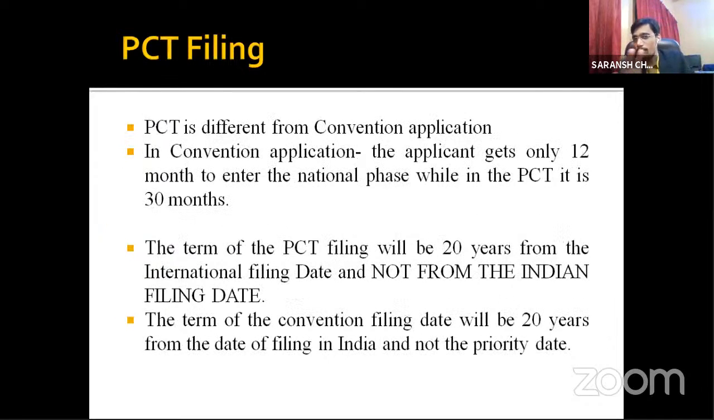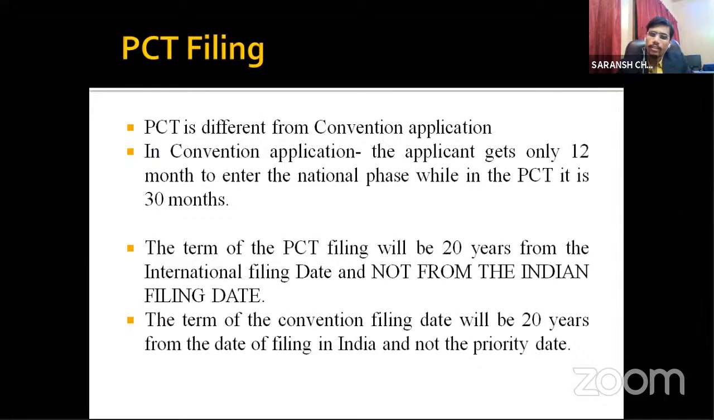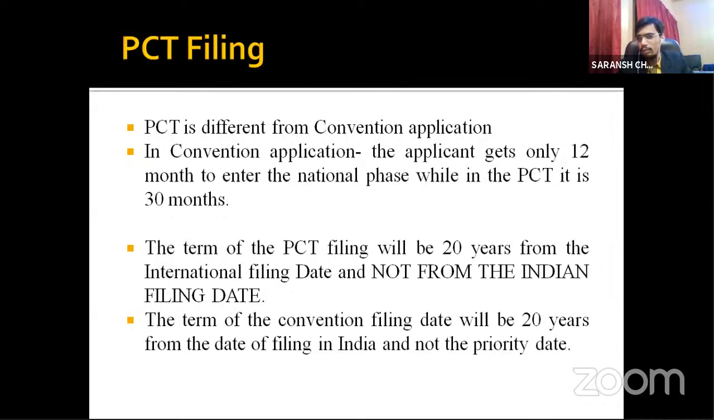So PCT is different from convention application. Now, what is convention application? There is a Paris Convention. I will not be dealing much with it, but as part of your understanding, there is a Paris Convention, and there are countries under the Paris Convention. So when you file a regional application, let's say on 1st January, within a 12-month time you can file a foreign application in all those countries under the convention route. Right. So 1st January 2021, you filed your regional patent application. By 1st January 2022, you have to file a convention application. You can file within 12-month time.